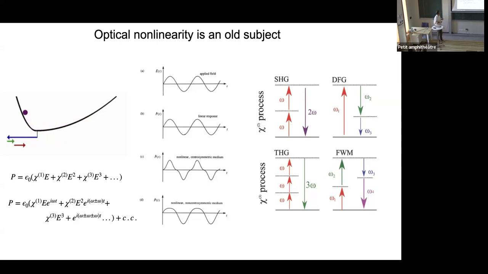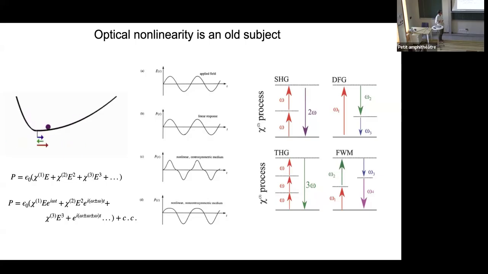There are different names for these, and again, optical nonlinearity is an old subject, so there's a lot to learn about. Some of the different processes go by names like second harmonic generation. Here, microscopically, you can think of two photons coming in, and one photon coming out with two times the frequency of the photons that went in. There's third harmonic generation, which is a version of this: three photons come in, one goes out.